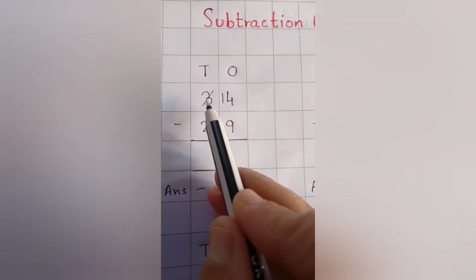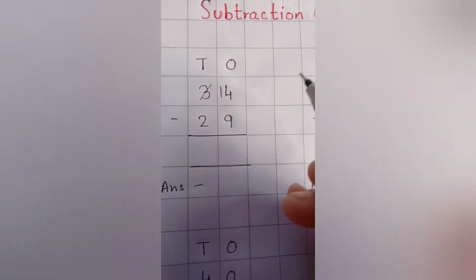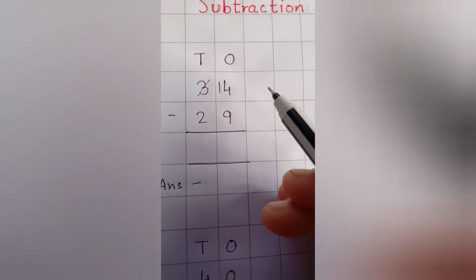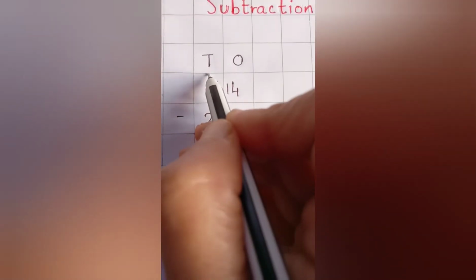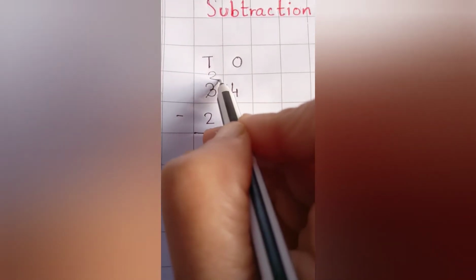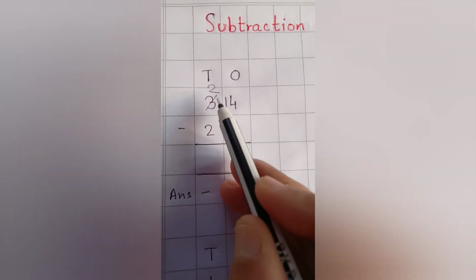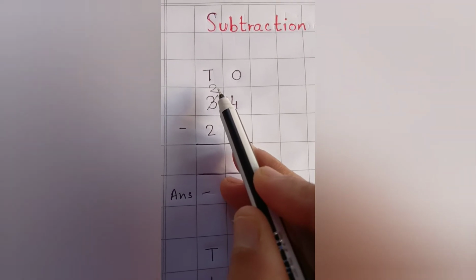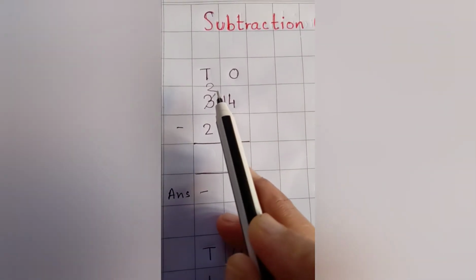3 has given 1. So we are going to write the before number of 3. What is the before number of 3? 2. Yes. So we write here 2. So we strike off 3 and we write here 2. Again, let me tell you why I have written here 2.